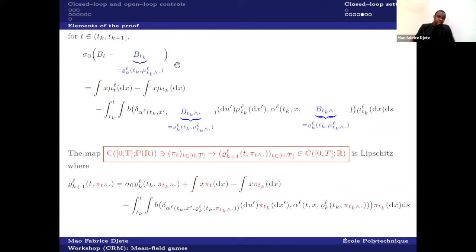So here, if you take the conditional expectation with respect to B, you can show that this one is actually equal to this one, and there is B here. And recursively, you can check that this one is equal to this one. And as the control is regular enough, the control is Lipschitz, you can show that this map is actually Lipschitz for the Wasserstein distance. And therefore, recursively, you can show that B is actually a Lipschitz map of mu. And one of the main points is that sigma zero is invertible.